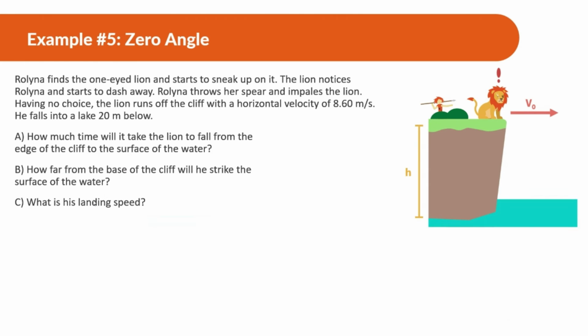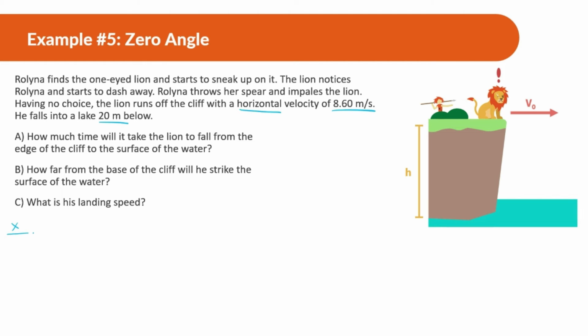Okay. Next example. Rolyna finds the one-eyed lion and starts to sneak up on it. The lion notices Rolyna and starts to dash away. Rolyna throws her spear and impales the lion. Having no choice, the lion runs off the cliff with a horizontal velocity of 8.6 meters per second. He falls into a lake 20 meters below. How much time will it take the lion to fall from the edge of the cliff to the surface of the water? Okay, let's see.